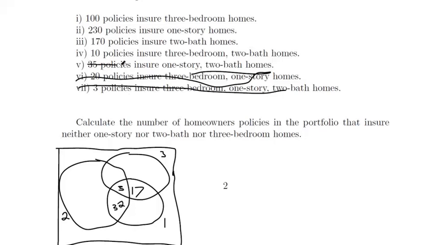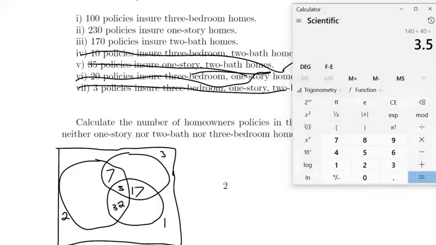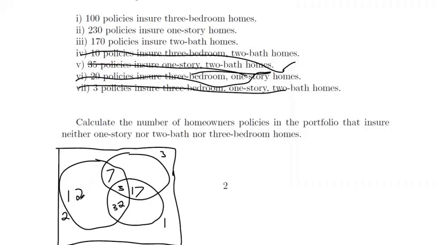And then the last one, 3-bedroom, 2-bath homes, that's this portion right here. We've already got 3 down here, so that means there's 7 left over up here. And there's 170 policies that ensure 2-bath homes. This is our 2-bath home circle over here. We've already got some of those 170 listed here, so we take 170 and subtract out the 7, the 3, and the 32 that are already in the Venn diagram. So there's 128 that are not 3-bedroom and 1-story homes that don't meet the other criteria.